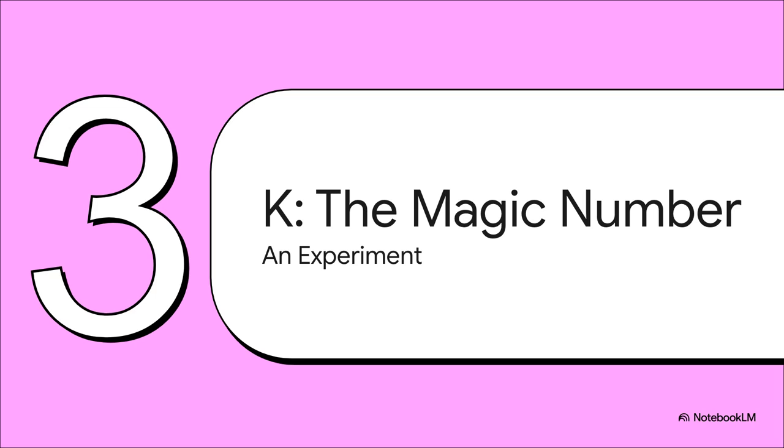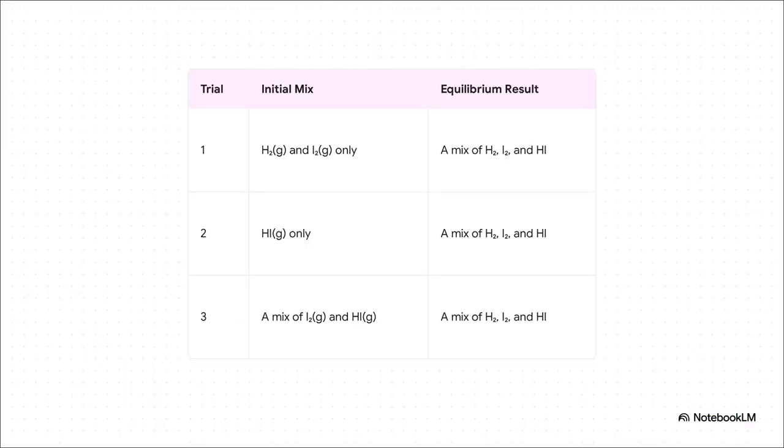So theory is one thing, but let's see how this plays out in the real world. There's a classic experiment using hydrogen iodide gas that just perfectly shows how incredibly consistent this K value really is. So check this out. Scientists took sealed flasks, kept them at a constant temperature, and ran 3 totally different trials. Trial 1, they started with only the reactants. Trial 2, they went the other way and started with only the product. And for trial 3, they just threw in a random mix of everything.